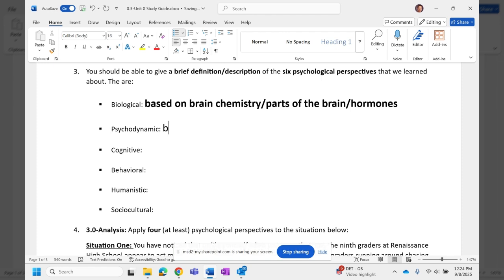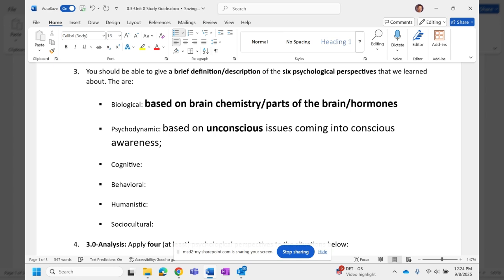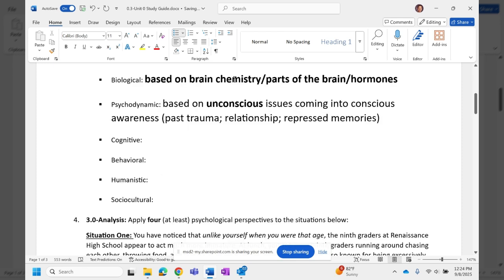Psychodynamic is based on unconscious issues coming into conscious awareness. Usually we focus on things like past trauma, relationships, repressed memories or issues. Freud was really big into things that relate to your mom. That's more psychoanalytic, not necessarily psychodynamic, but this is kind of like neo-Freudian in a way.